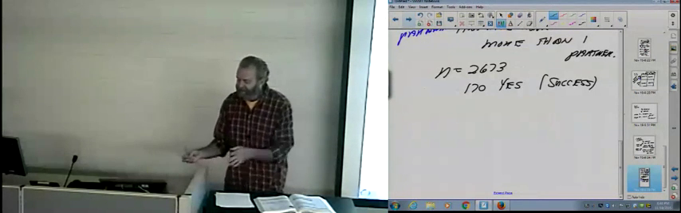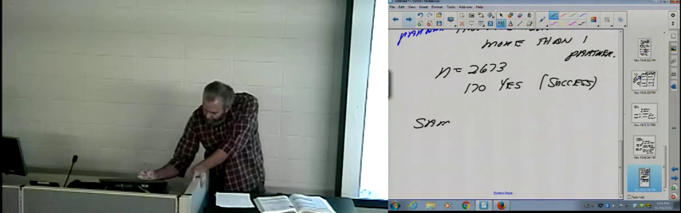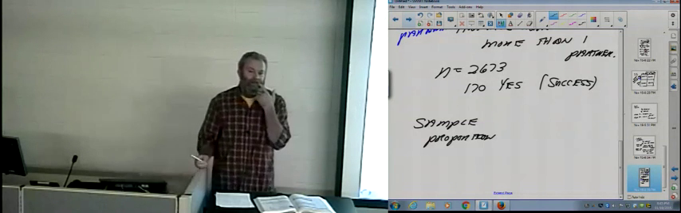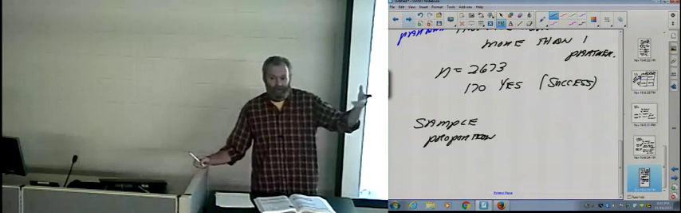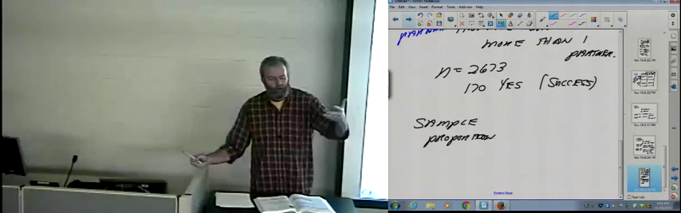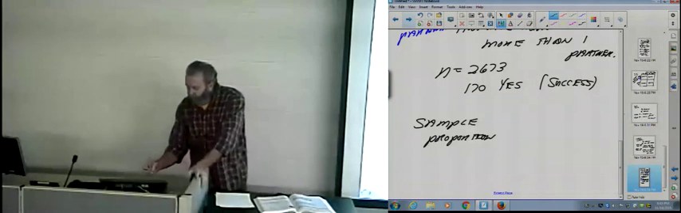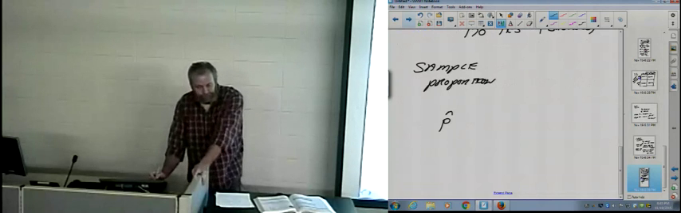Our statistic this time is what's called the sample proportion. Just like we have a population proportion, the proportion from the population, we have a sample proportion, the proportion from your sample. Just like you had population mean and sample mean previously, we put the little sample designation so you know what we're looking at. The sample proportion is your p hat.